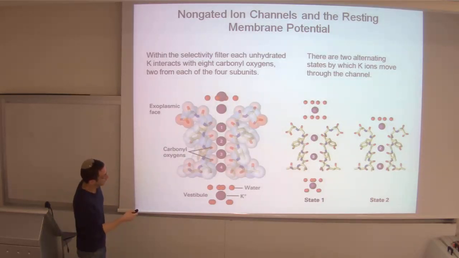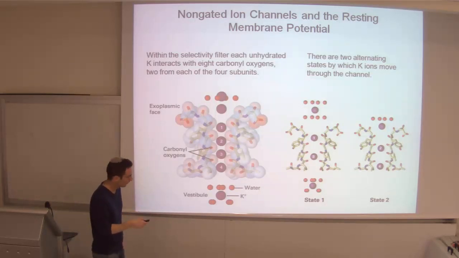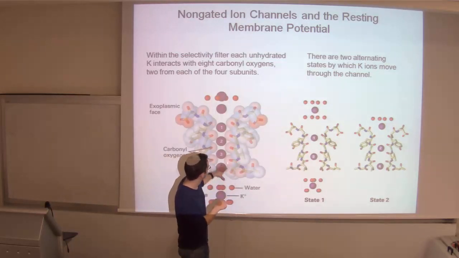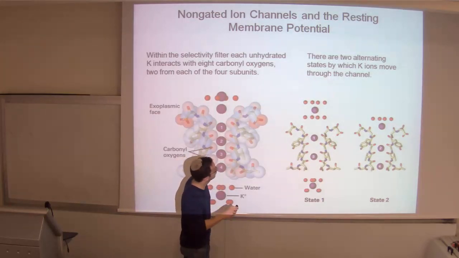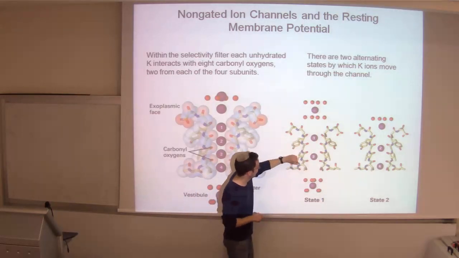Now several potassium ions can pass through the channel, but each one would have to be given 8 interactions with oxygen, as we saw. And so it's not that several ions pass through the channel at once, but rather we have 2 alternating states in which potassium ions pass through the channel.